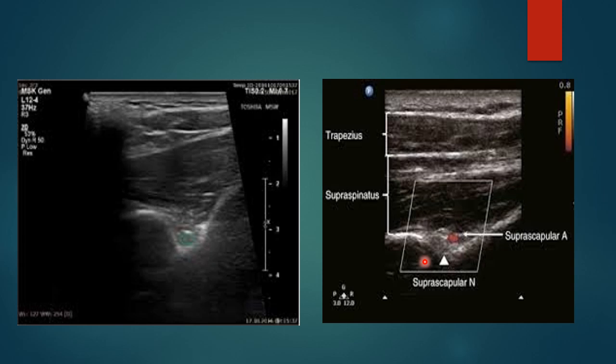This is a very important site to be examined, as the presence of a ganglion cyst here or any lesion can lead to compression of the suprascapular nerve that will lead to supraspinatus and infraspinatus muscle atrophy. Also, it's very important to use the Doppler study in cases of ultrasound-guided intervention regarding the suprascapular nerve block.